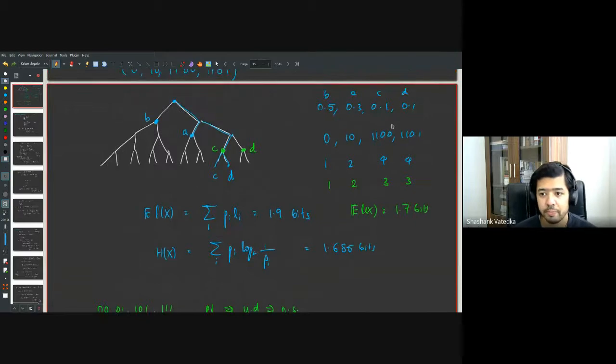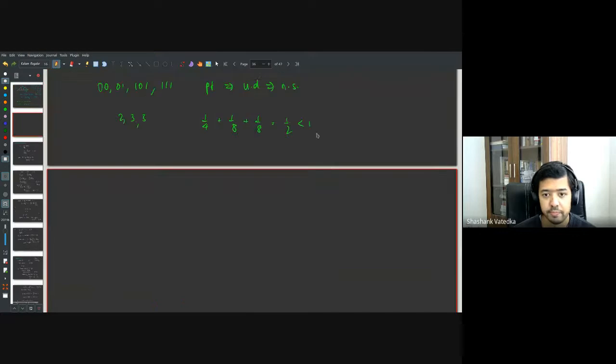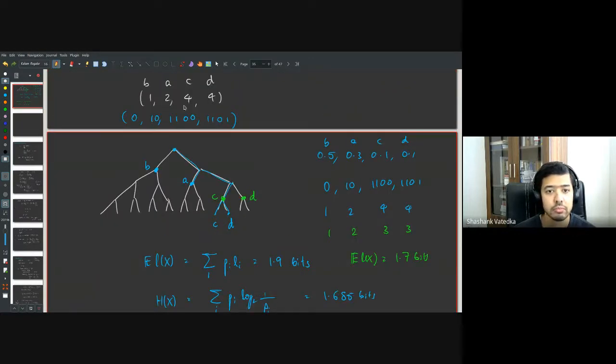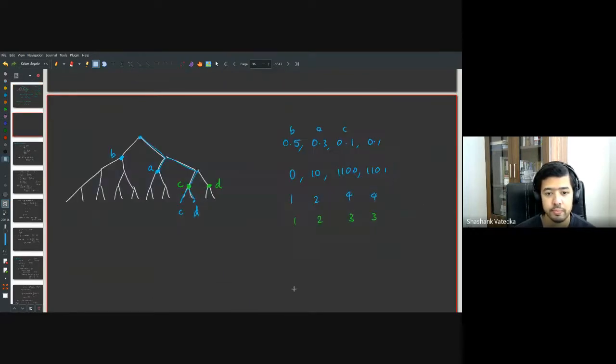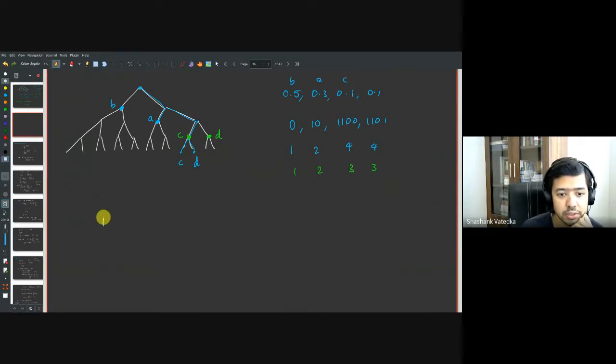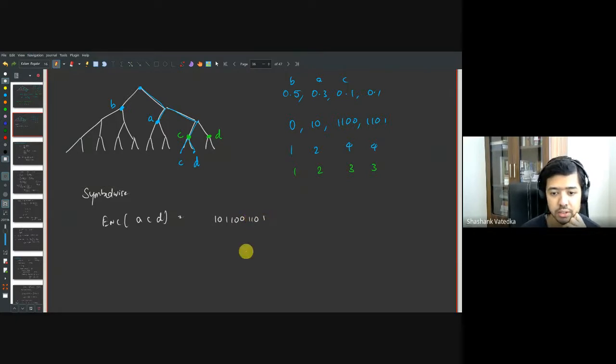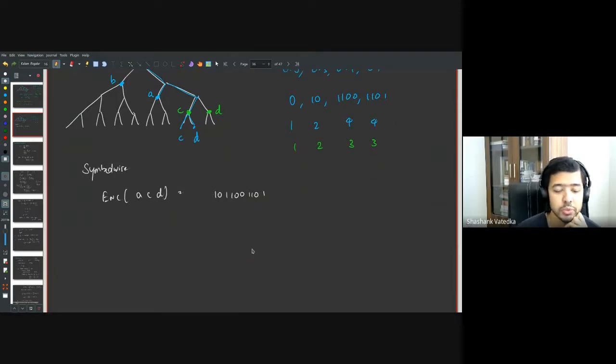So in this example, let's assume that this is our source, with probabilities. This is the code that we designed. If we did symbol-wise encoding, then the encoding of, say, A, C, D would be what? The encoding of A is 1 0, C is 1 1 0 0, and D is 1 1 0 1. Correct? Yes, sir. Fine. So now suppose let's take something smaller. The encoding of AC would be 1 0 1 1 0 0.